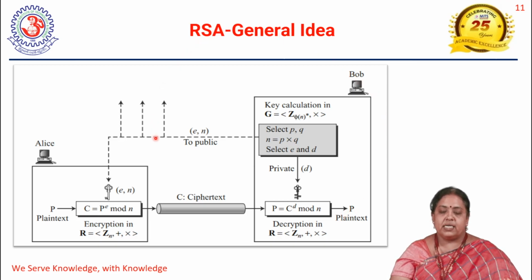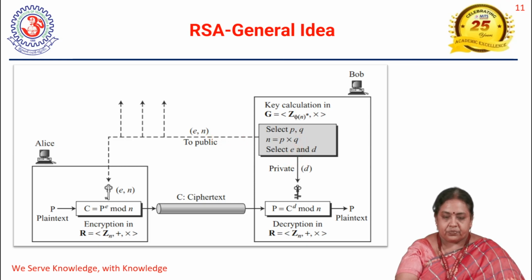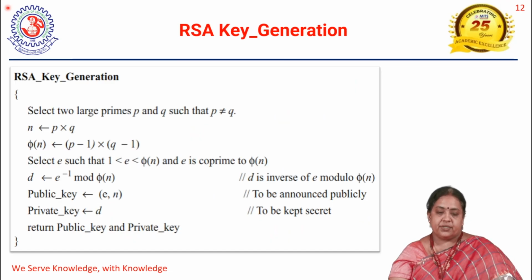As we already discussed, the receiver is responsible for generating the keys. The key calculation will be done by the receiver. So every system is going to have a pair of keys. That pair of keys will be generated by the receiver. He is going to announce the public key to the public, and he is going to keep the private key private. Okay. So next we will see the key generation algorithm.